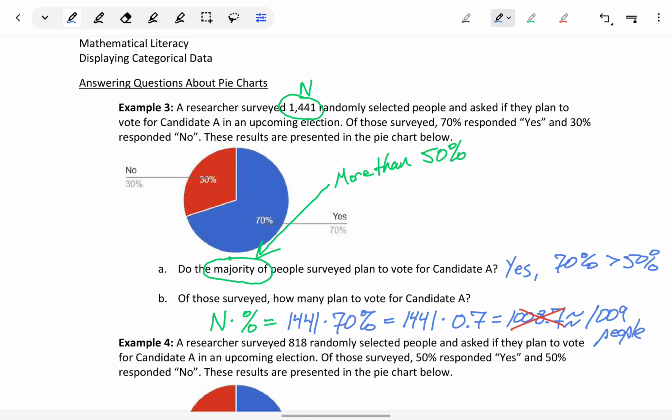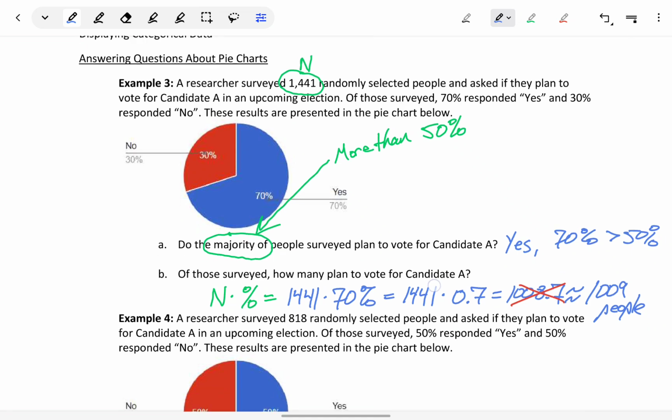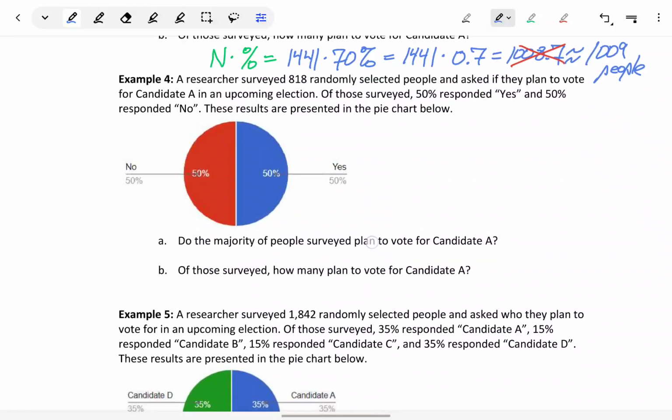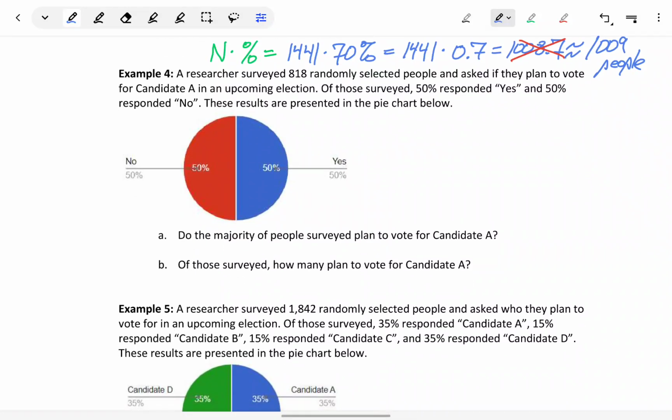Because we had the sample size and we had the percent of people who responded yes, we're able to come up with the number of people who responded yes. We can look at answering those same two questions, but now with a different pie chart and a different sample size. In this case, there were 818 people who were randomly selected and asked the same question if they plan to vote for candidate A.